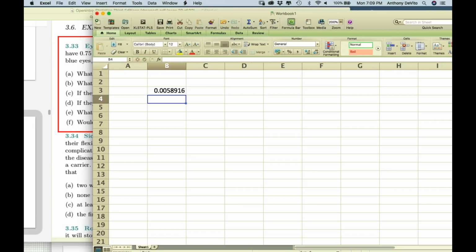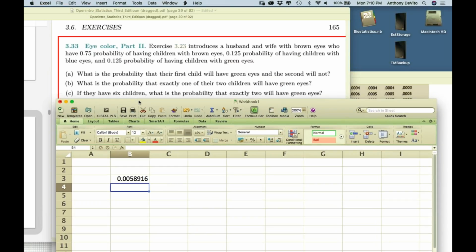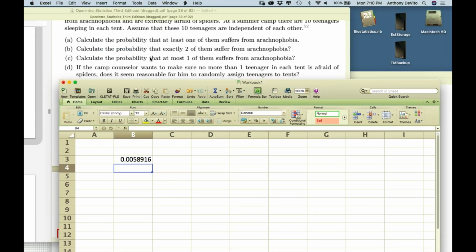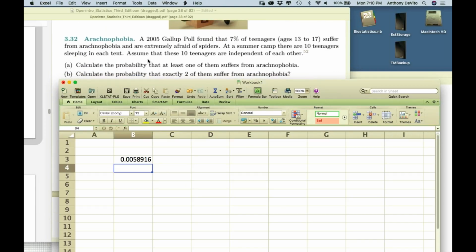The probability is very low because out of all those possibilities we might get, getting exactly 97 out of 100 is not all that likely. In fact, it's only about half of a percent, or 0.6%. Let's look at the next part of this. If they have six children, what is the... Oops, I skipped up here somehow or other. I got carried away here. Let me find the problem again.